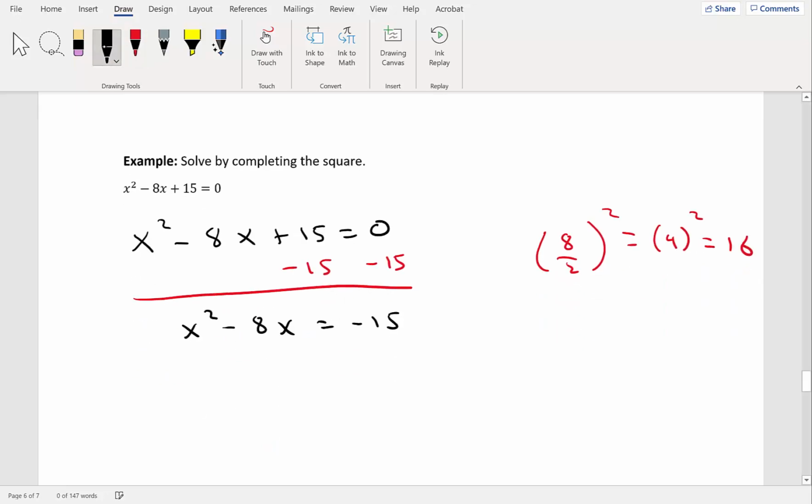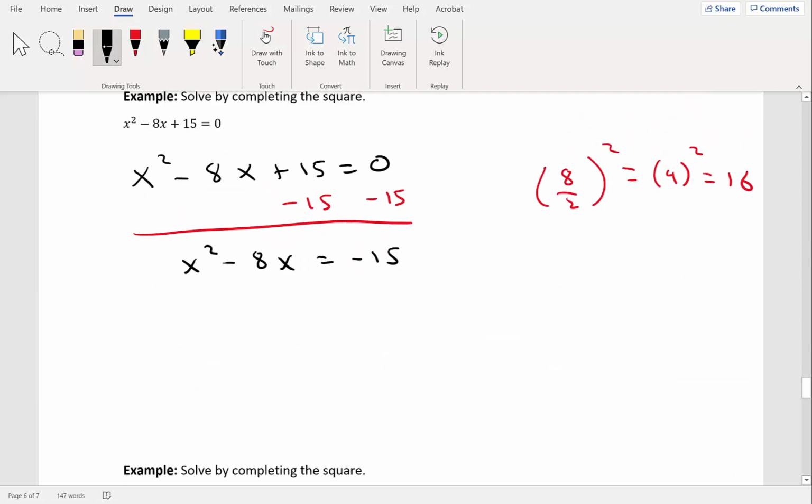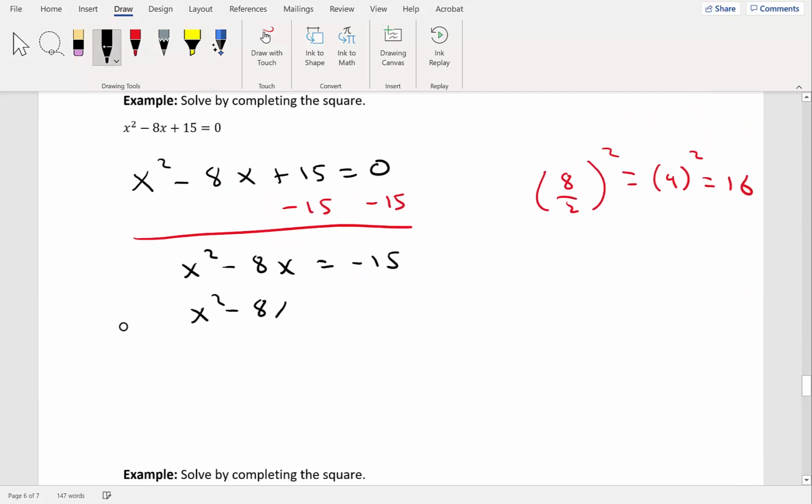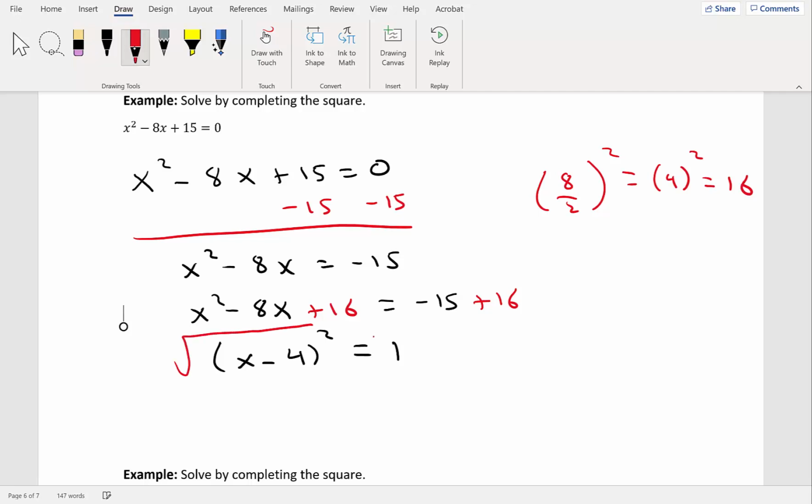So I have x squared minus 8x plus 16 is equal to negative 15 plus 16. So now the left-hand side factors into x minus 4 times x minus 4, or if I rewrite it, it's x minus 4 to the second power, which is equal to negative 15 plus 16, which is 1. Now let's go ahead and take the square root of both sides. Square root, second power, cancel out. I get x minus 4 is equal to plus or minus, now square root of 1 gives me 1.